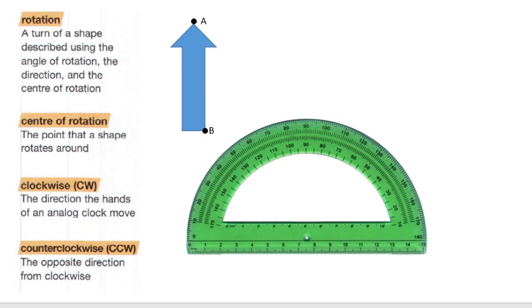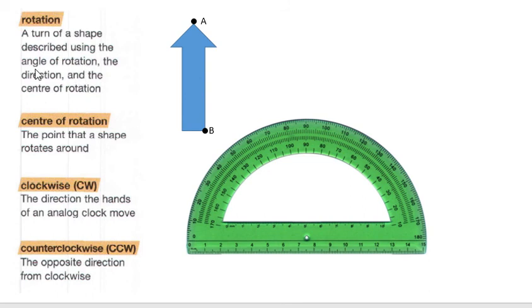Now we're continuing with some definitions. Here is a rotation. You can see that the word you used in the previous grade is still there. A turn of a shape described using the angle of rotation, the direction, and the center of rotation. You need those three things.